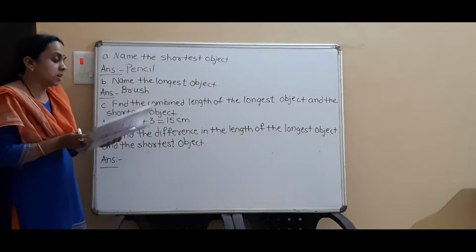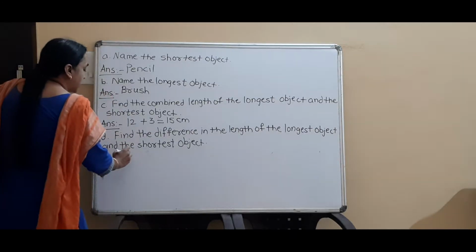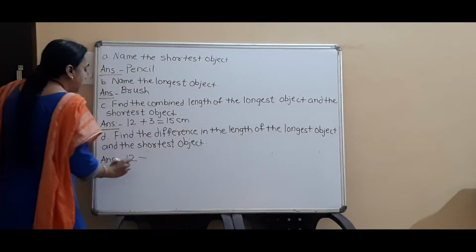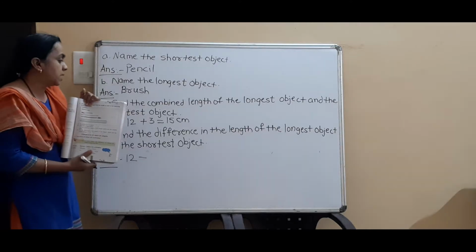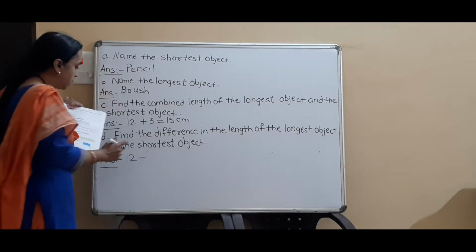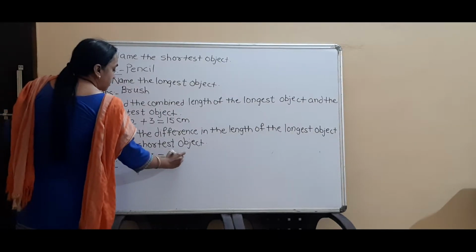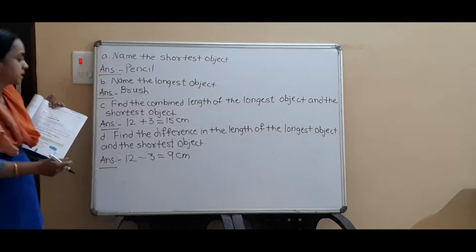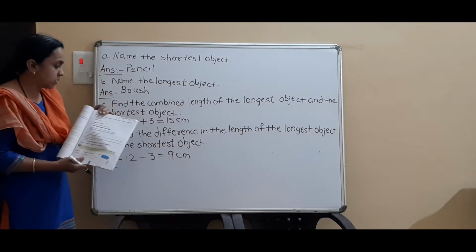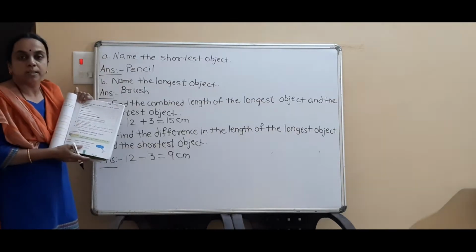So what is the longest object length? What is the paintbrush length? That is 12 centimeter. 12 minus what is the length of the shortest object? That is 3 centimeter. So 12 minus 3, how much? 9. So you write down here answer 9 centimeter. So you complete these answers in your textbook.